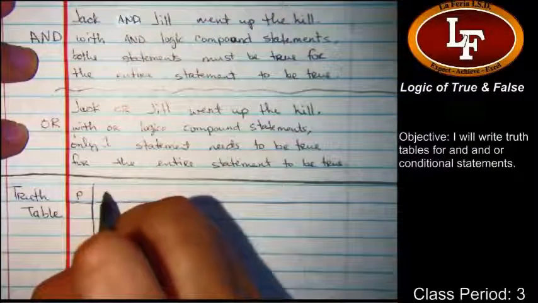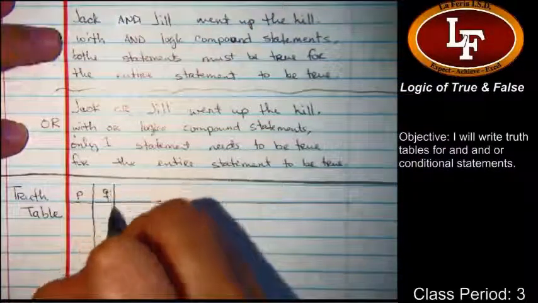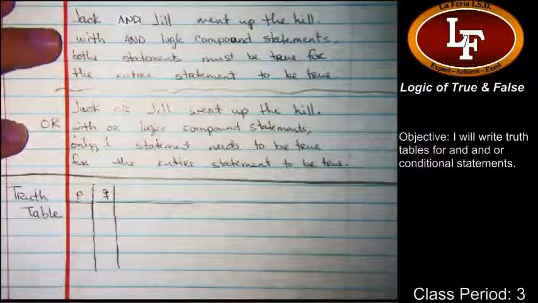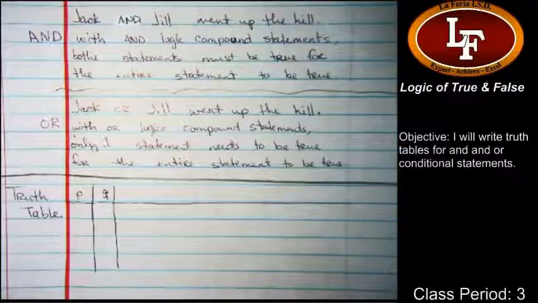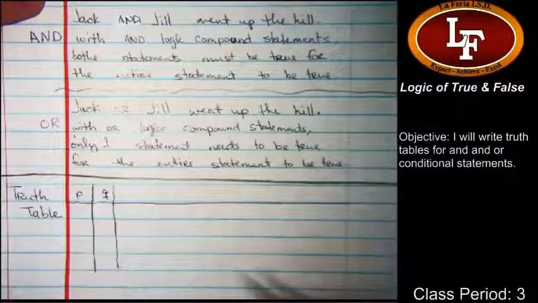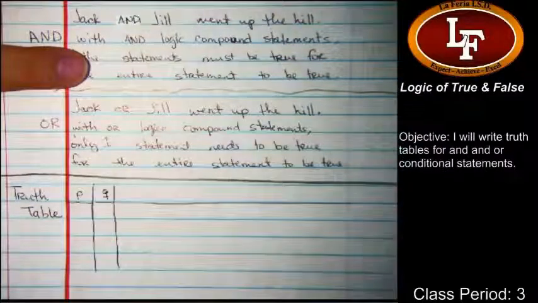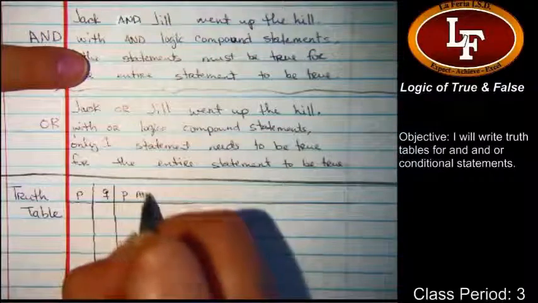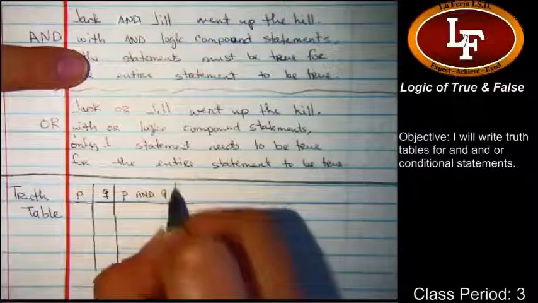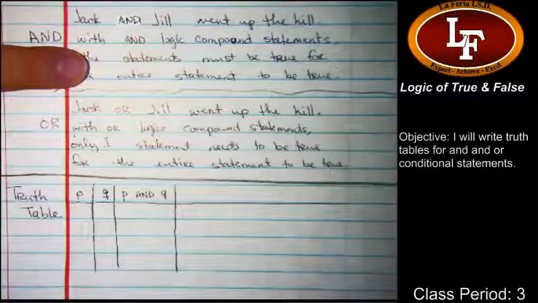The statement doesn't even have to make sense. And then the second statement I'm going to replace with another letter. I'm going to use Q. And that can be some other statement. Again, doesn't have to make sense. The sky is green. All right? With me so far? Are you colorblind? All right. Now, we're going to look at the compound statement, P and Q.